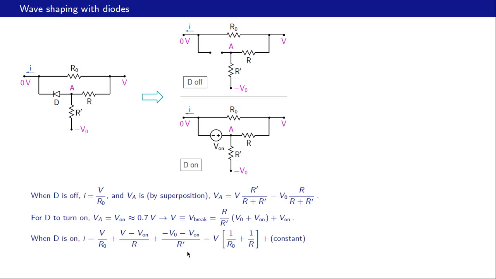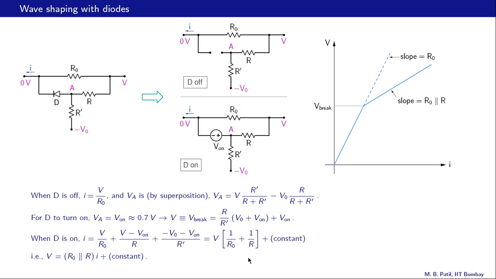Now we can combine terms containing V, that is V times 1 over R0 plus V times 1 over R, like that. And all the other terms are essentially constants because V on is a constant, V0 is a constant. So we can write our current as V times this 1 over R0 plus 1 over R plus some constant. In other words, if we want to write V in terms of I, that will look like this. This R0 parallel R comes from this term. And now we have all the information we need to plot V as a function of I. And that is the plot.